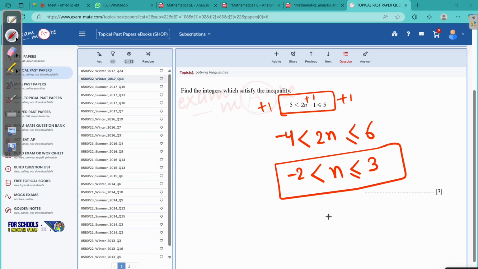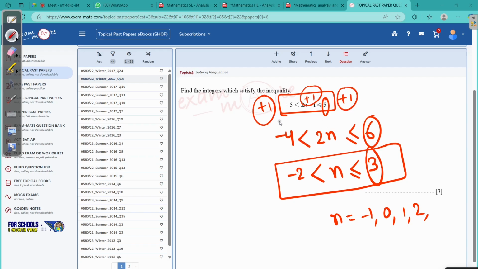So the integer values which satisfy the equation are going to be -1, 0, 1, and 2. Why not 3? Because it's 5 divided by 2, right? So 2.5. Why not 6 divided by 2? You have added plus 1 on all sides. Oh, sorry. Okay, so then it'll be 3.